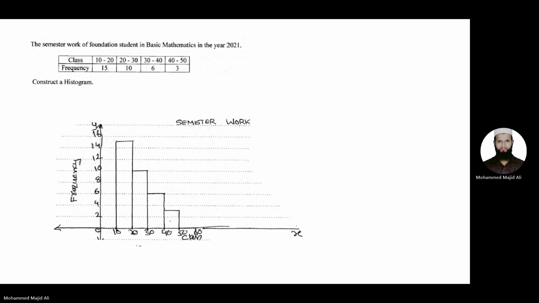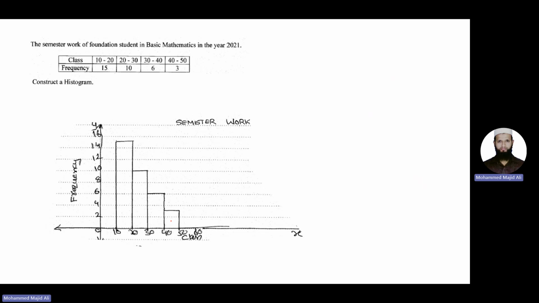Now this is the question related to graphical representation of data. Here, this data is represented using a histogram. The semester work of foundation students in basic math in the year 2021 is given. The classes are 10 to 20, 20 to 30, 30 to 40, and 40 to 50.